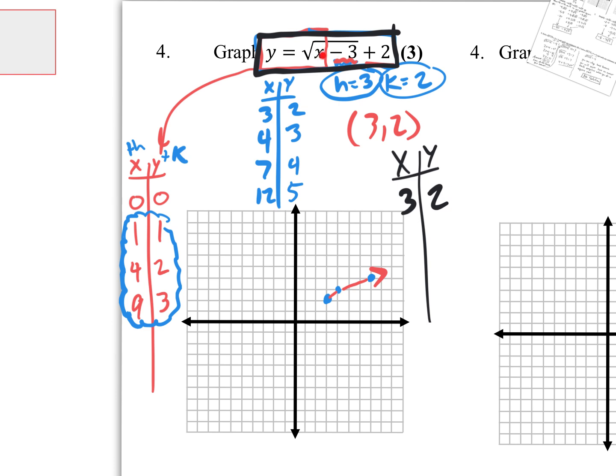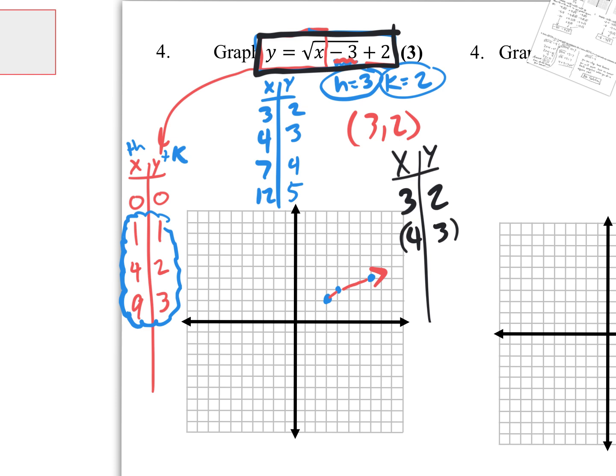A 4, because 4 take away 3, so I could plug in a 4. That way, when you plug in a 4, 4 take away 3 is 1, the square root of 1 is 1, and 1 plus 2 is 3. You see how we're getting the same points, right? Obviously, looking at the whole thing, thinking of what you could plug in that would be nice, that you could actually do the square root of, that takes a lot more time.